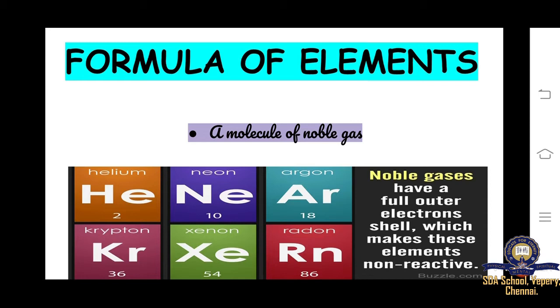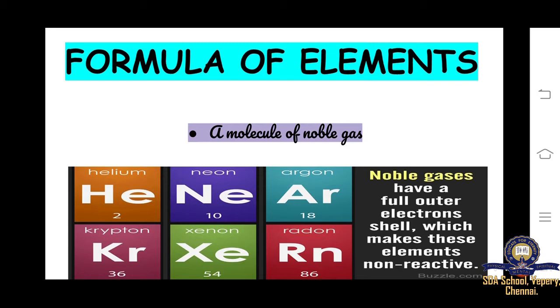Krypton is 36 and xenon is 54. Radon is 86. Noble gases have a full outer electron shell, which makes these elements non-reactive. Noble means they won't react with any other atom. So non-reactive in nature. Noble means what?